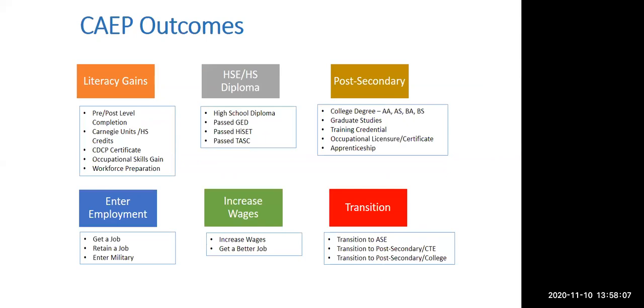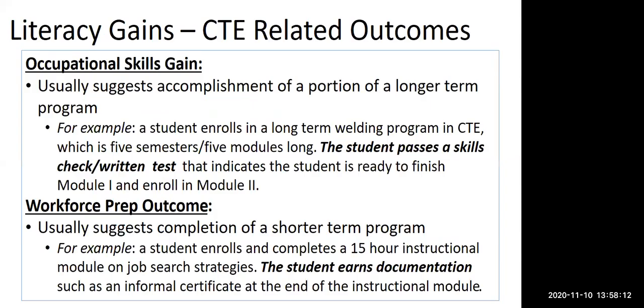I'm not going to go into all these outcomes like CAEP accountability, but I am going to be digging in a little bit on some of the outcomes that have been talked about in these data dives, which might be additional things you want to consider recording now that we're doing mostly distance learning. To set that up, I'm looking at the literacy gain side and at the outcomes we have for career and technical education.